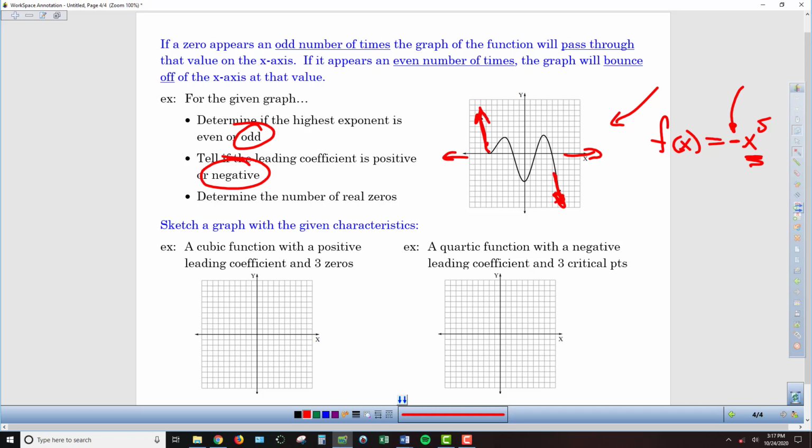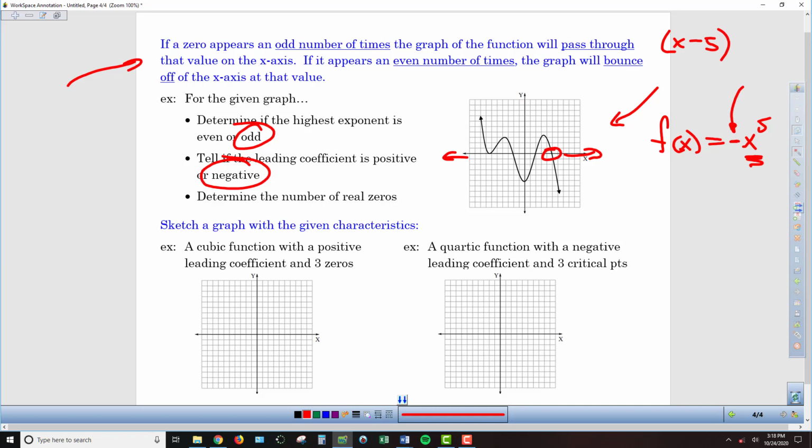And then the other thing we want to do, looking at this graph, is identify how many zeros it has. So let me clean up the diagram a little bit. And for that, we need to take a look up here. So if a 0 appears an odd number of times, so if a 0 appears once, or think of it as a factor, so if x minus 5 was a factor 1 time or 3 times or 5 times, then the graph will pass through the x-axis at that location.